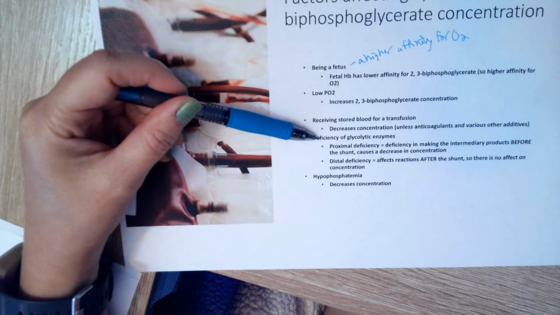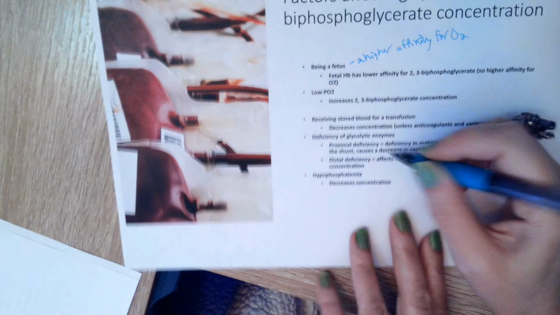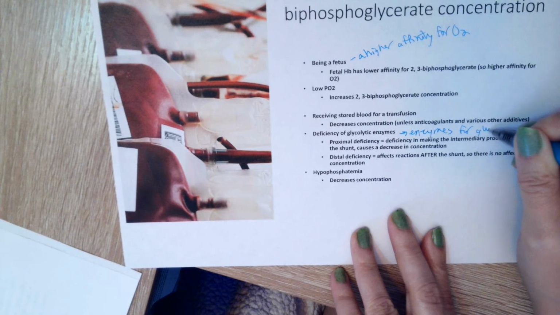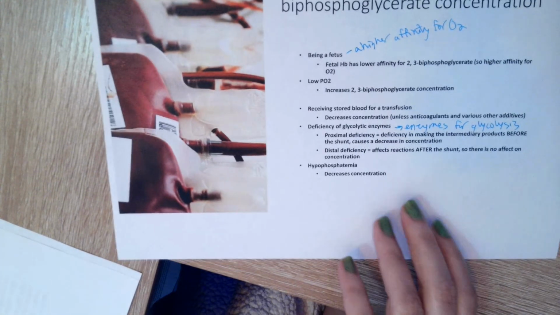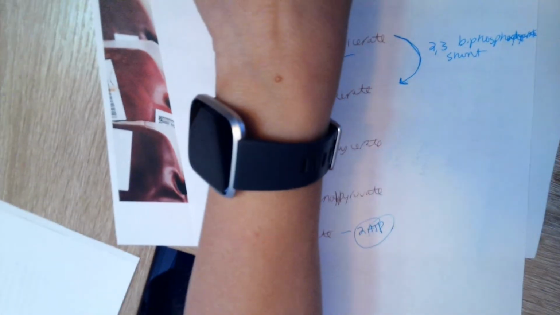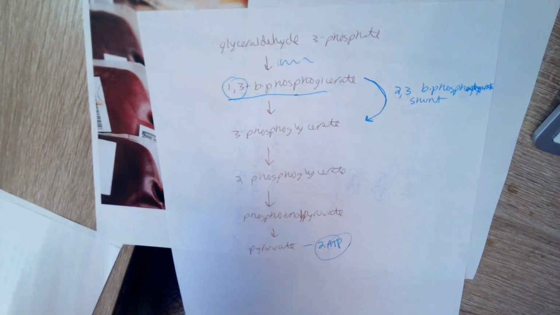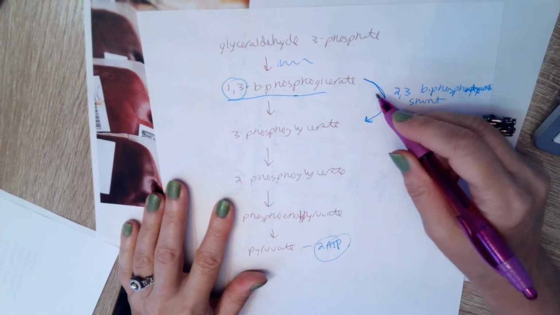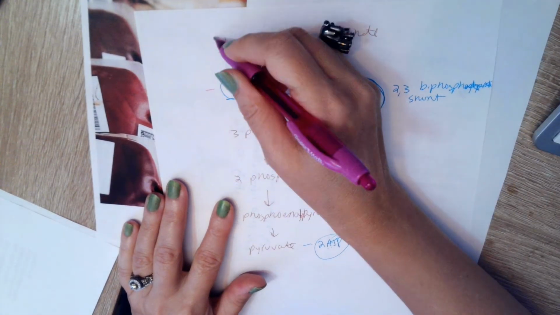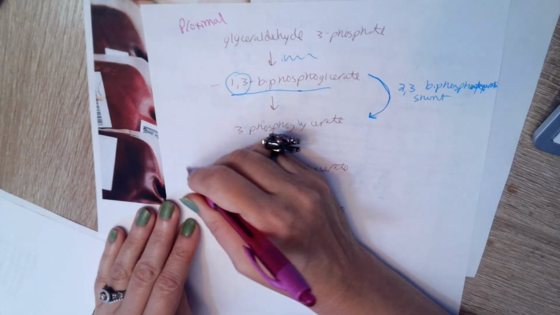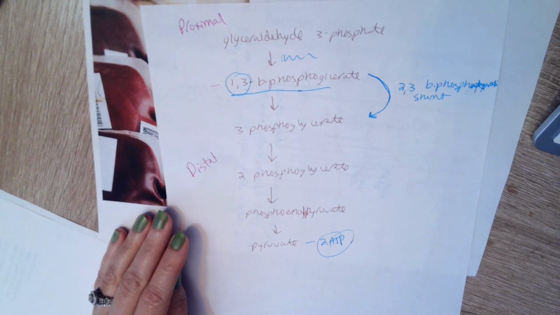Now, deficiency of glycolytic enzymes. What that means are enzymes for glycolysis. Okay, so let's think back to glycolysis. We don't need the whole map here. We can just look at our little abbreviated map that I wrote out here. Remember that we have our thing that we're looking at here. So this is our shunt that happens here. Anything before that is considered proximal to it, and anything after that is considered distal to it.